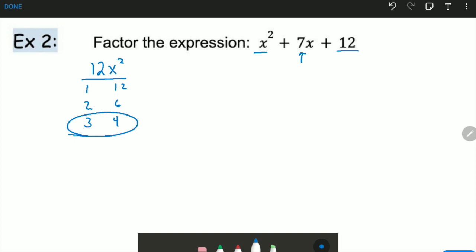Now because there is no coefficient in front of x squared, we don't have to do the other steps that we have in our chart, because the leading coefficient is 1. So the factors are just going to be x plus 3 and x plus 4. Done.